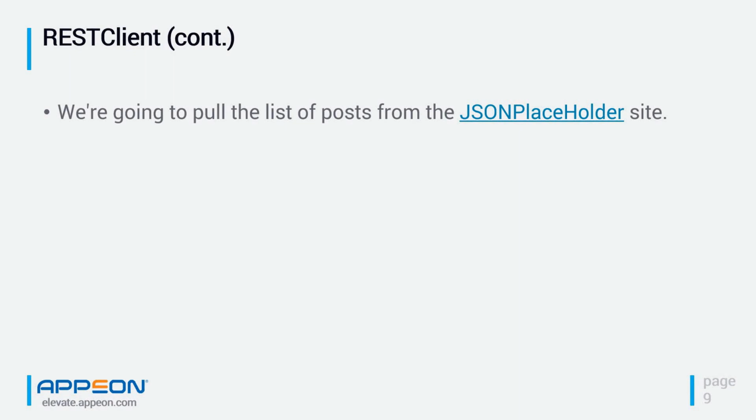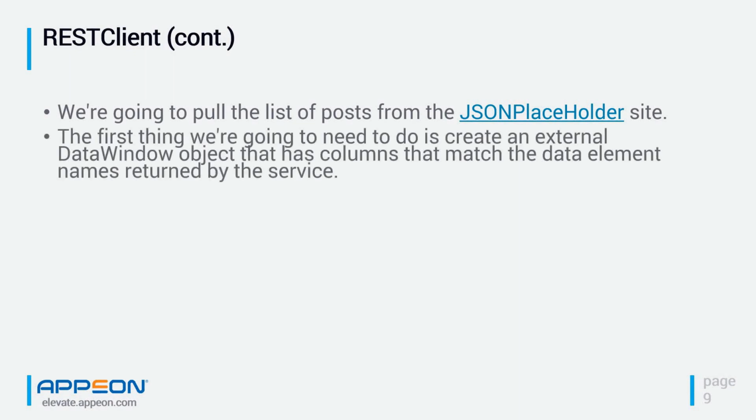So what we're going to do is pull a list of posts from the JSON placeholder site. Now, unlike the REST client that was added to an earlier version of PowerBuilder, Appeon isn't going to try to construct objects by pulling the web service to figure out what it returns and creating the objects for you. What you're going to have to do, at least for the DataWindow, is create the DataWindow manually. So we're going to create an external source DataWindow, and then put columns in it that match the data elements we're expecting back from the service.